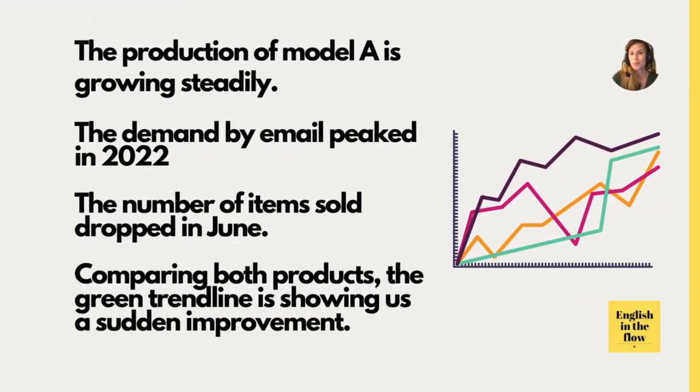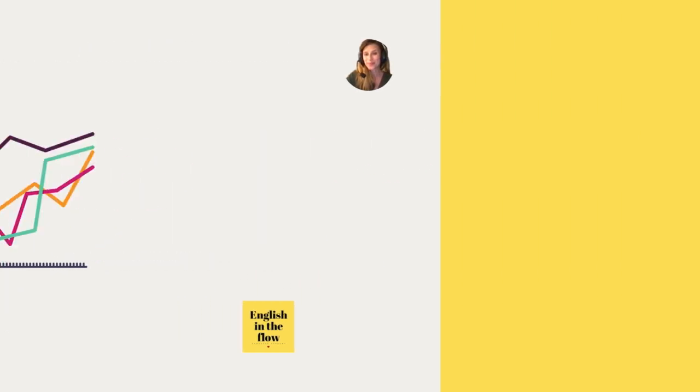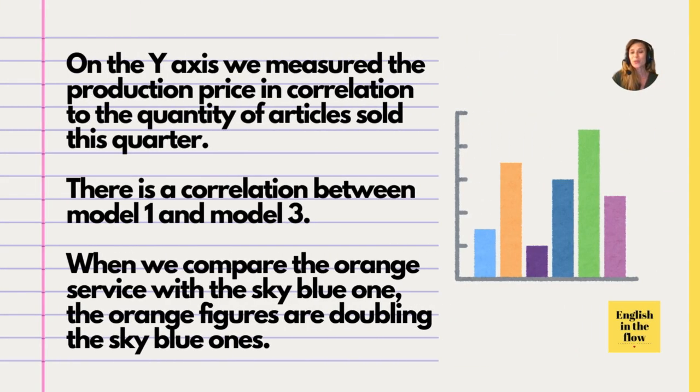The production of Model A is growing steadily. The demand by email peaked in 2022. The number of items sold dropped in June. Comparing both products, the green trend line is showing us a sudden improvement. For the bar chart, we can use these templates.